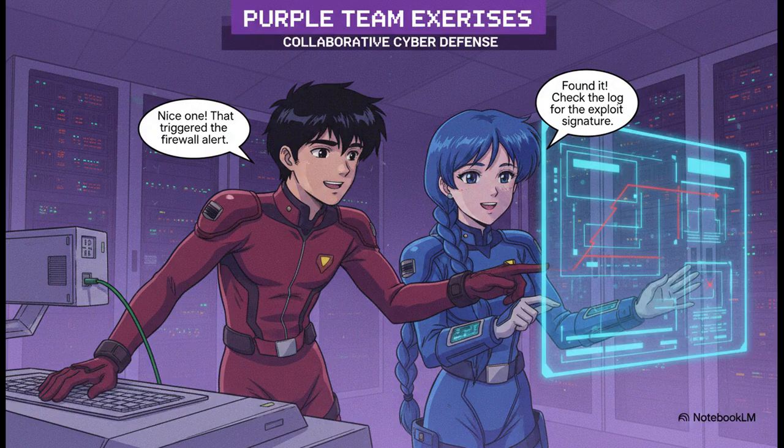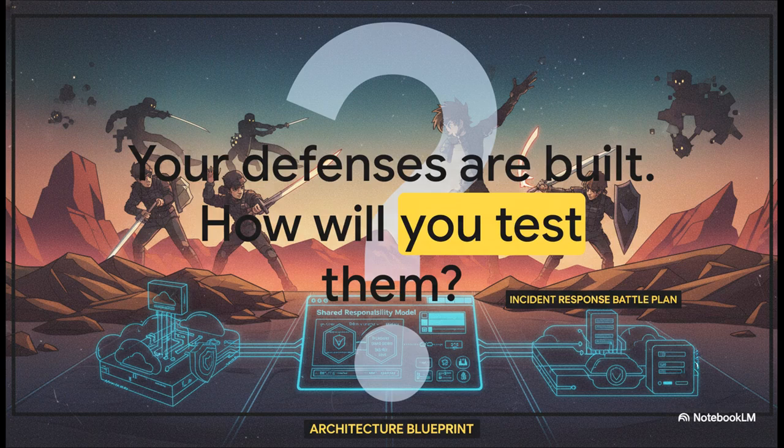So how do you improve? You practice. You run simulations. A great way to do this is with something called a purple team exercise, where your attack team, the red team, and your defense team, the blue team, work together. It's one of the absolute best ways to find the weak spots in your process before a real attacker does. And that's the final critical question I want to leave you with. Building your fortress is only half the job. The other half is constantly, relentlessly testing its walls. So, once your defenses are built, how are you going to test them?